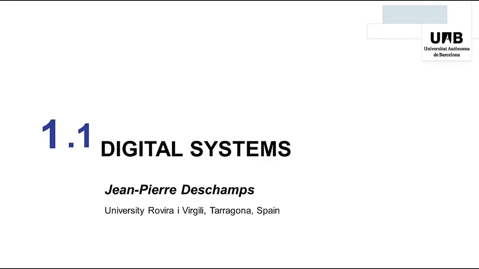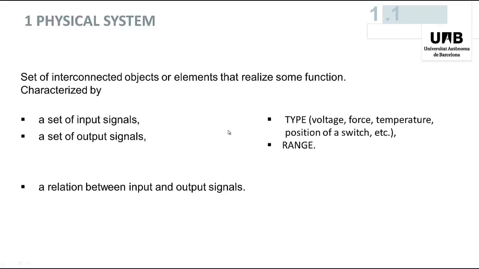The goal of this first lesson is to understand what we call a digital system. As a first step, we will try to define the more general concept of physical system. It's not easy, it's even impossible to give a general definition of what a physical system is. Nevertheless, we can underline some of their important characteristics.